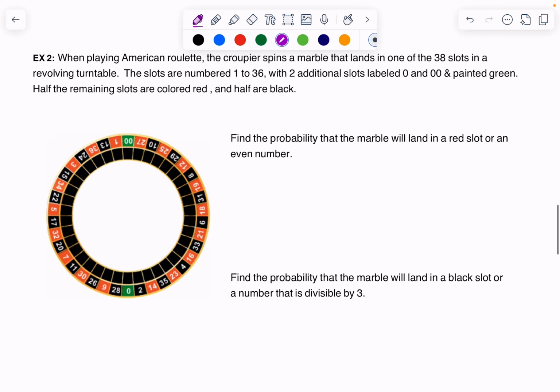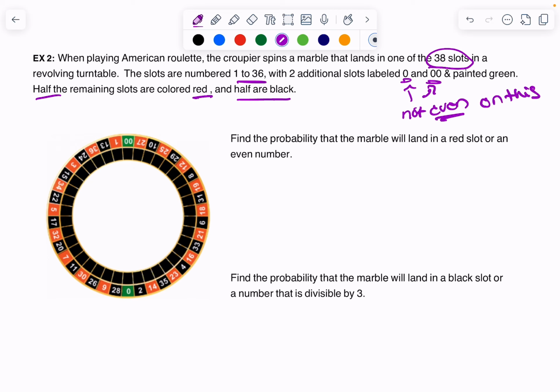We have an American roulette. The croupier spins a marble that lands in one of the 38 slots in a revolving turntable. The slots are numbered 1 to 36 with 2 additional slots labeled 0 and 00 and painted green. Half the remaining slots are colored red and half are black.